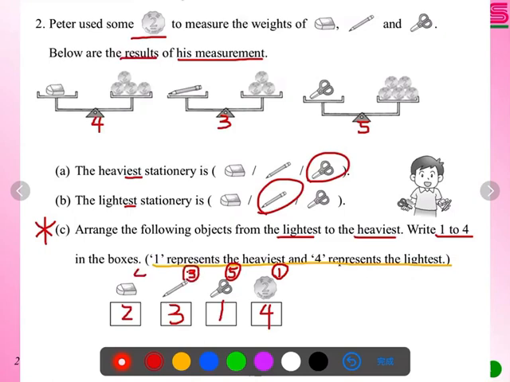So let me write it down. For example, 1 here represents the number of $2 coins needed. 5, 3, and 4. So according to the number, we arrange them from the heaviest to the lightest. So every time when we do the questions, remember to read the words inside the bracket so that it will help you to do the questions correctly.